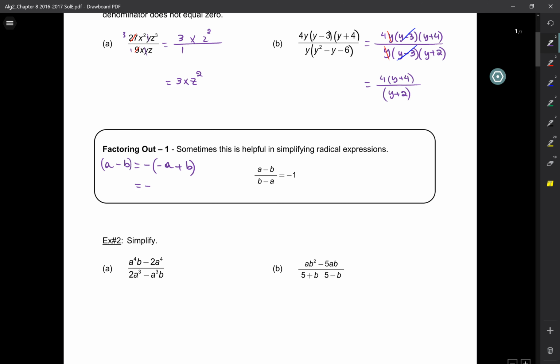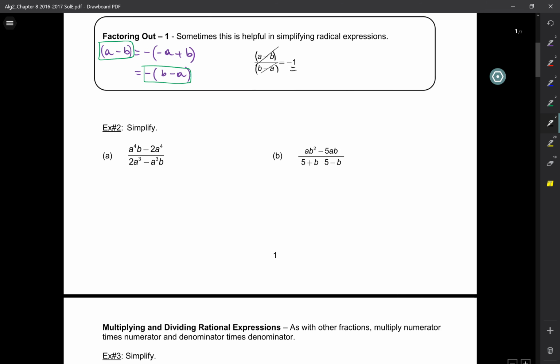So this will be minus, and what if I were to swap the order here? B minus a. Okay, so look at what I have. I have that a minus b is equal to b minus a with a negative out front. Okay, so if I have a minus b and b minus a, I could cancel them out and it'll just turn into a -1. Okay? All right, let's just apply that here.